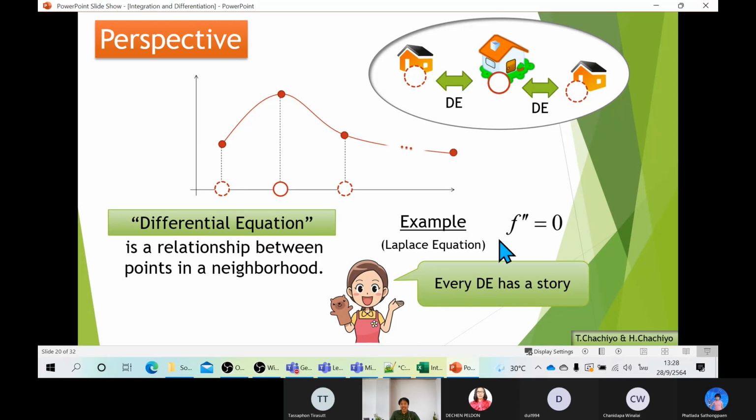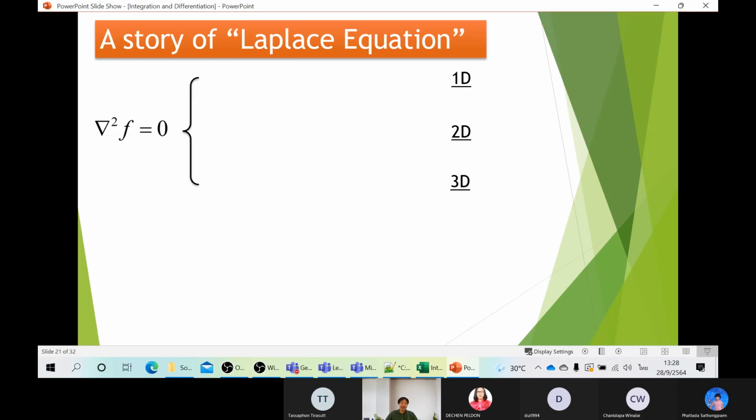Okay, and every DE has a story. So when you see this equation, or any equation that you see in physics class or in your research, always think about the story that equation is telling you. To understand what I mean by this slide, it may seem difficult at first, but let's look at an example: a story of the Laplace equation. Now, when you see the Laplace equation in a textbook or online on Wikipedia, it's written in this form. On the left, you have this triangle and the square. What this means is that in one dimension, on the left is simply the second order derivative of x is equal to 0. That's in one dimension.